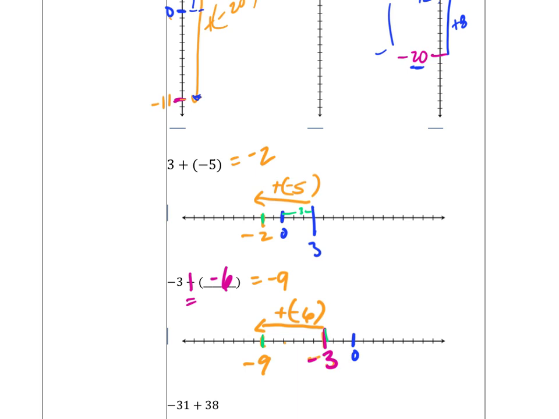So one thing to write down, if you're looking at this to start: when we add a positive, we go to the right. When we add a negative, we go to the left. That's the thing to remember.